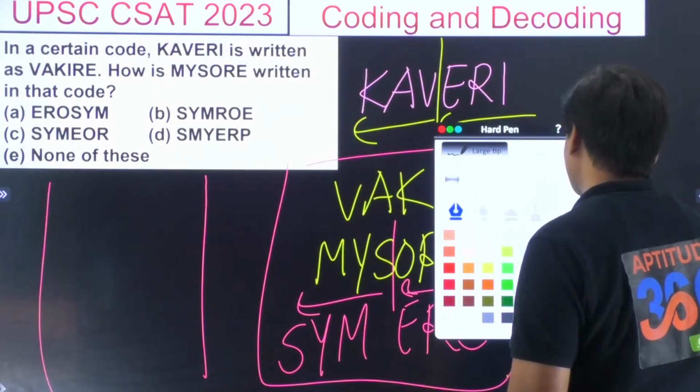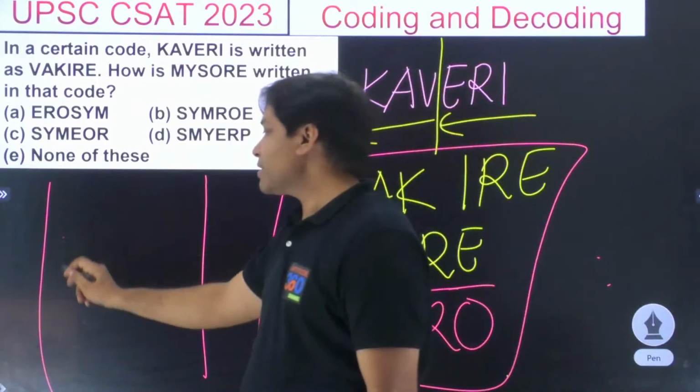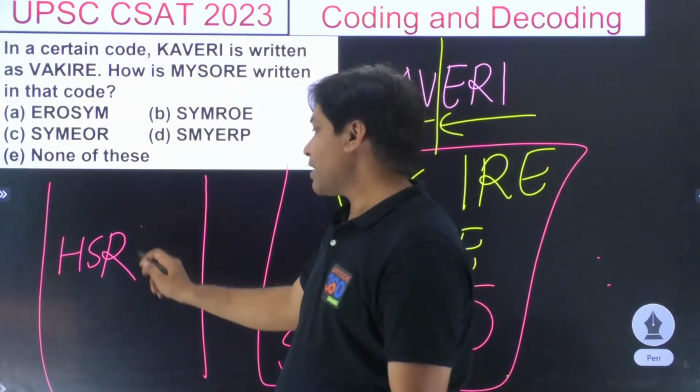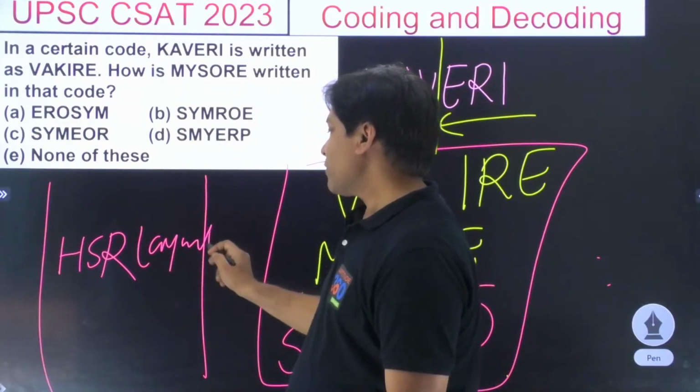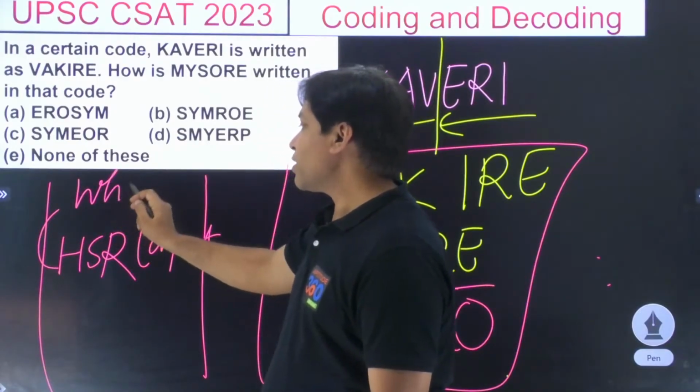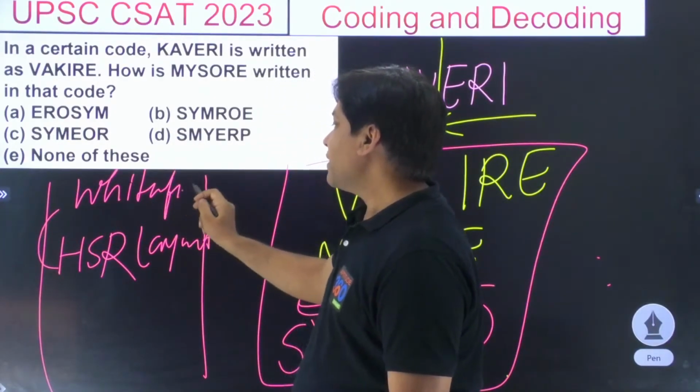Why am I forgetting the name? So my office, my first office, I had a startup there in HSR Layout. HSR Layout was very, very close to Koramangala.